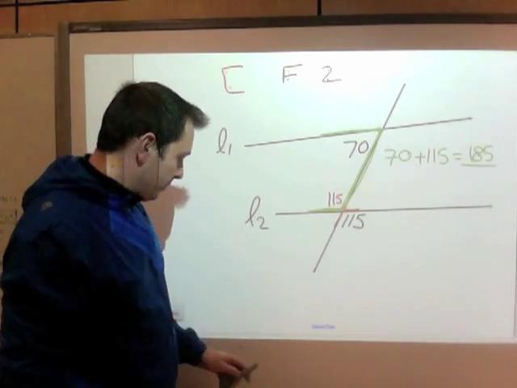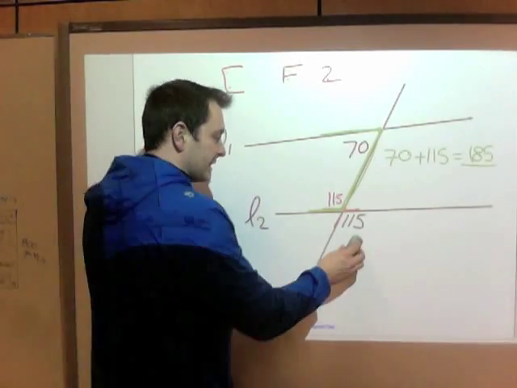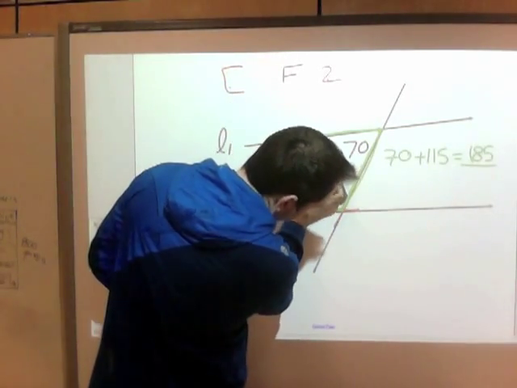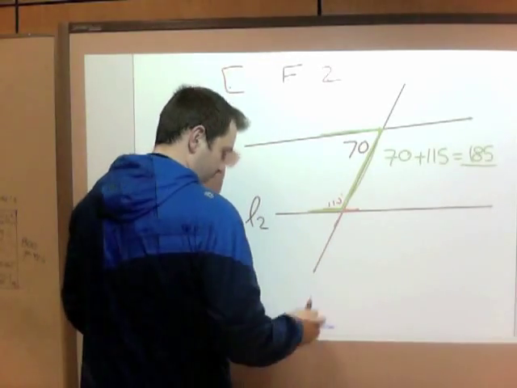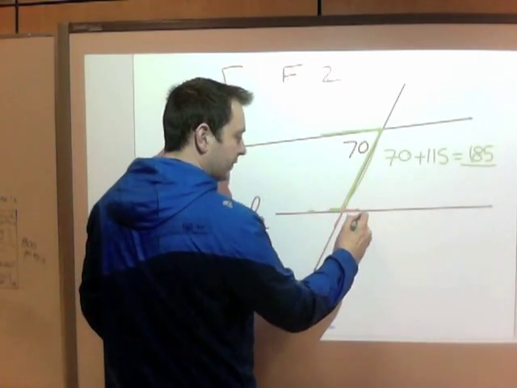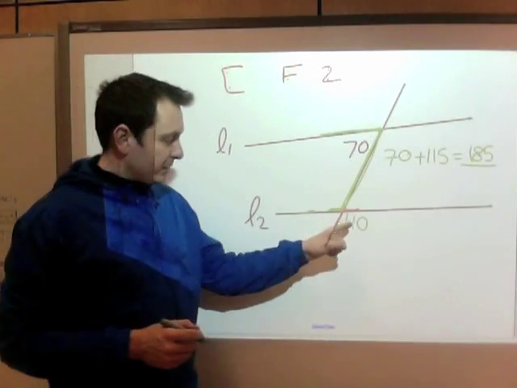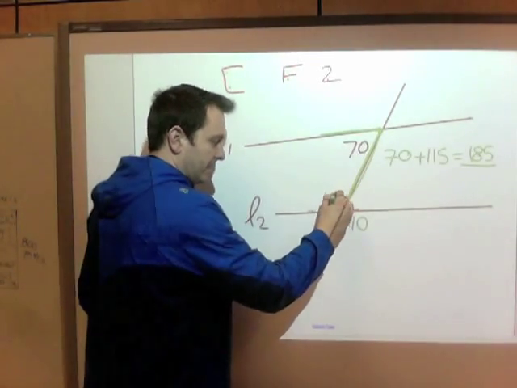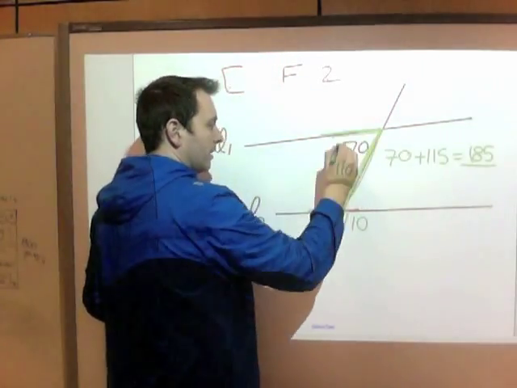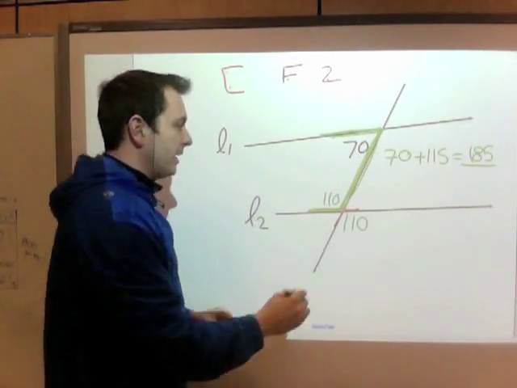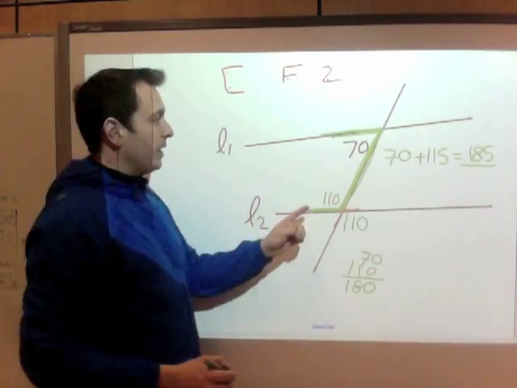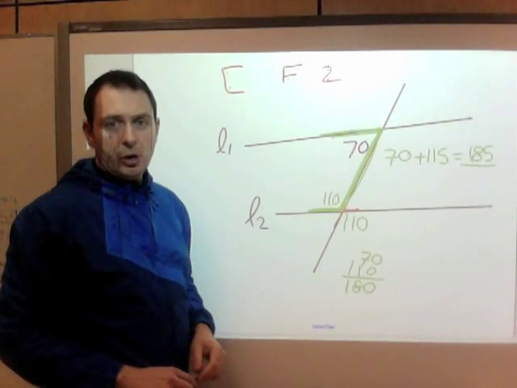Okay? To prove they would be parallel, I would have needed this to be... I'm struggling with the eraser here. I would have needed this to be 110. Because if this is 110, this is 110 because they're X's. And now my C is supplementary. 70 plus 110 is 180. So now I could say L1 and L2 are parallel.